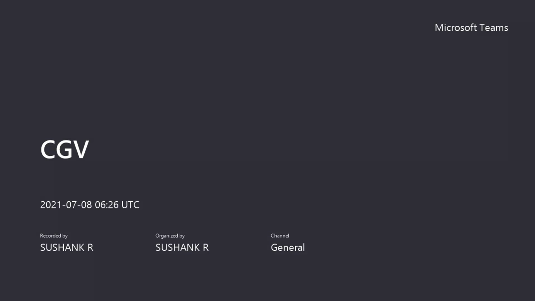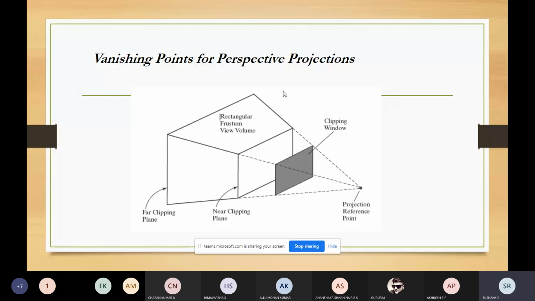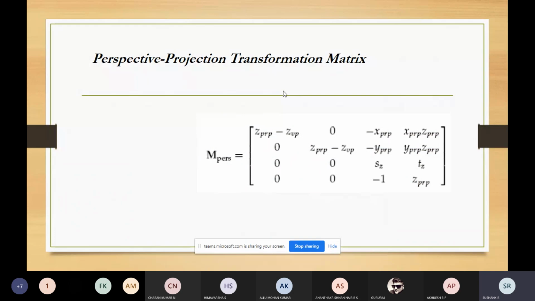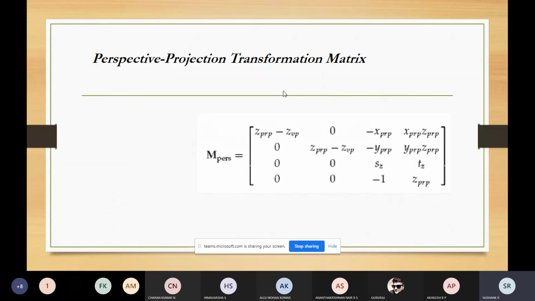Say this matrix, which is the perspective projection transformation matrix. What this matrix will give you is the description of a scene in the homogeneous parallel projection coordinate system. You would have seen this frustum view volume, the one which is in the form of a pyramid. This volume can have any orientation, meaning any angle, any rotation.